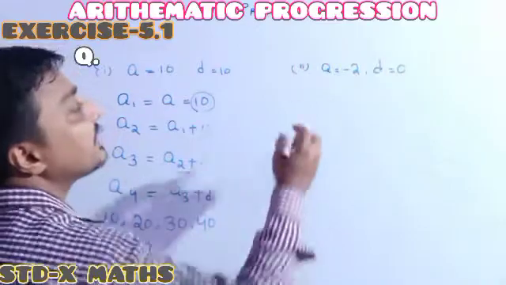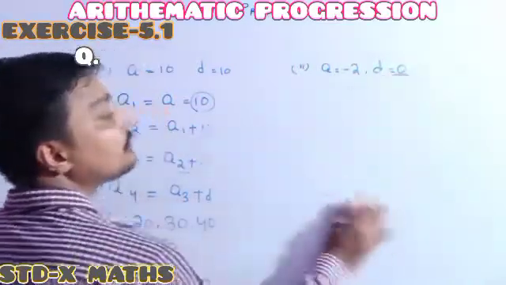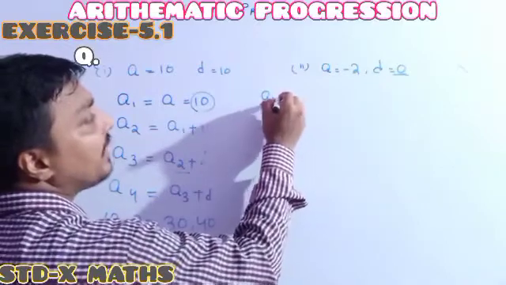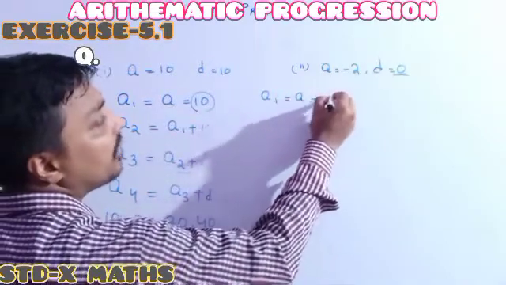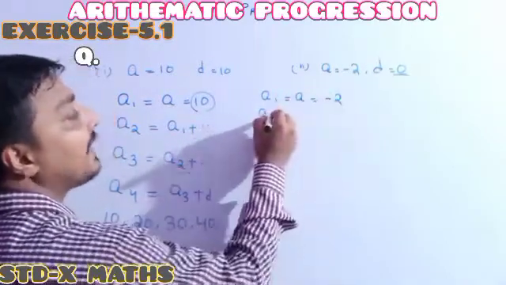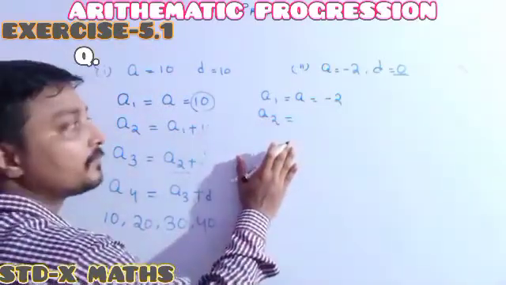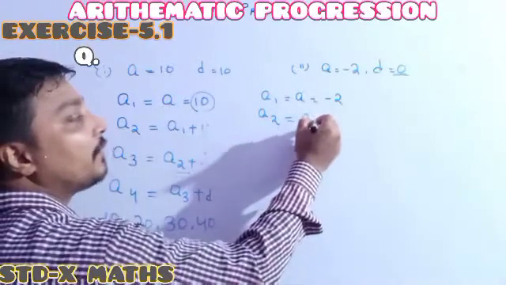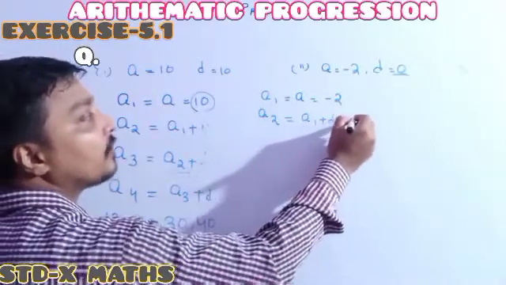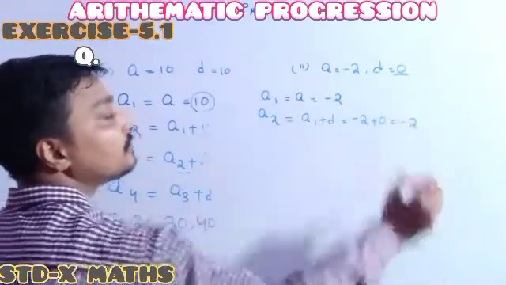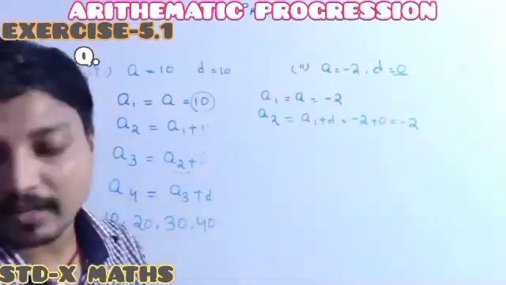See, in the double I question it is giving that the difference is 0. Whenever you get the difference as 0, always remember A1 is equal to A, which is equal to minus 2. And A2, by using the first formula, A2 means A1 plus D. A1 is minus 2 plus 0, which is minus 2. Easy or difficult?